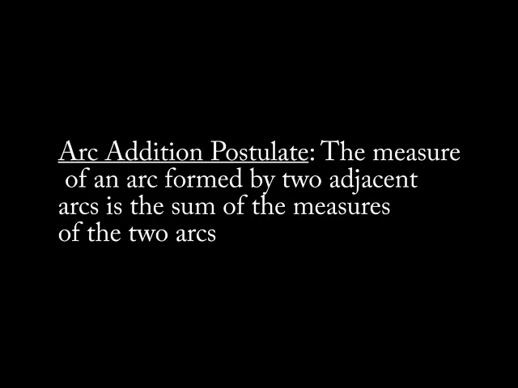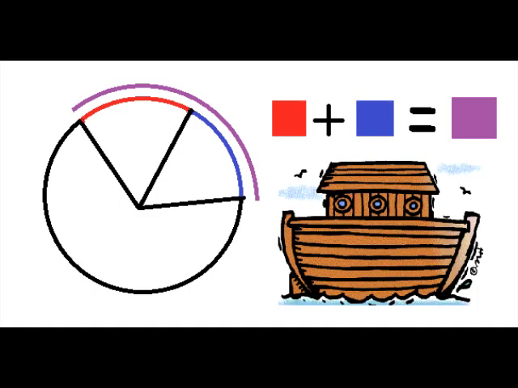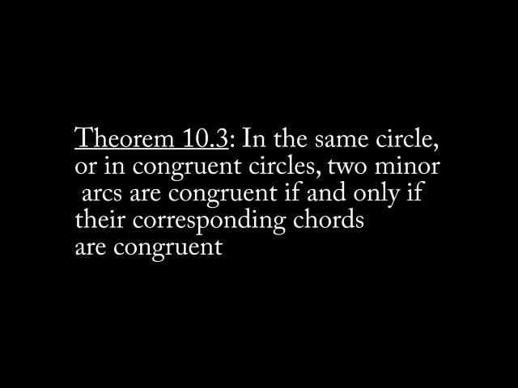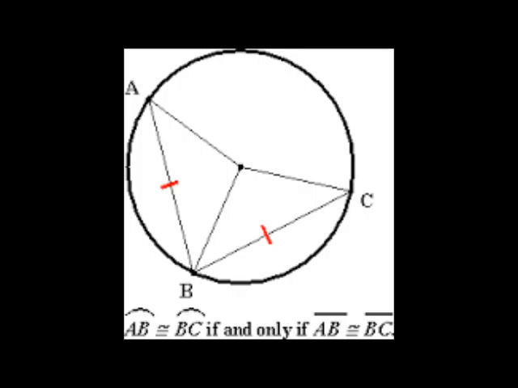Arc addition postulate. The measure of an arc formed by 2 adjacent arcs is the sum of the measures of the 2 arcs. Theorem 10.3. In the same circle or in congruent circles, 2 minor arcs are congruent if and only if their corresponding chords are congruent.